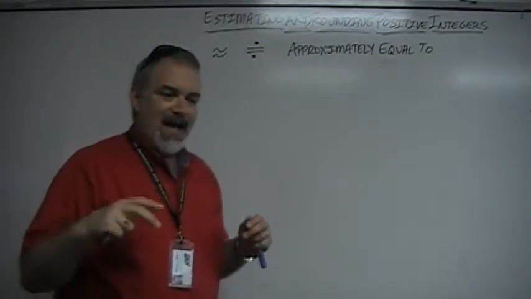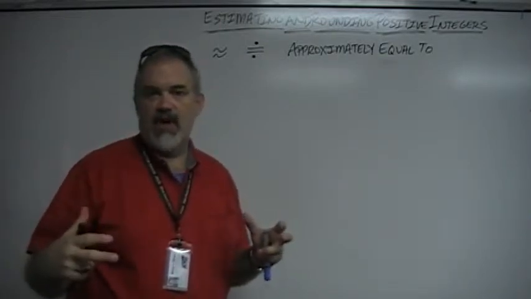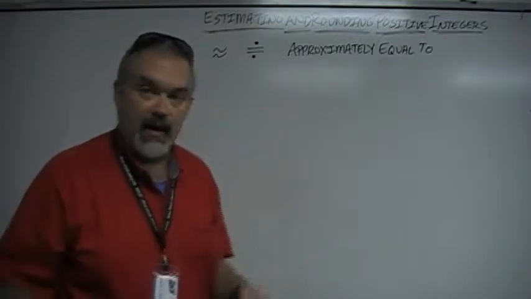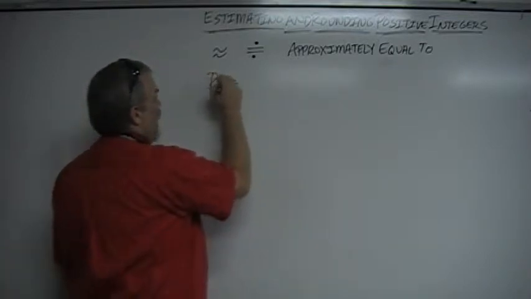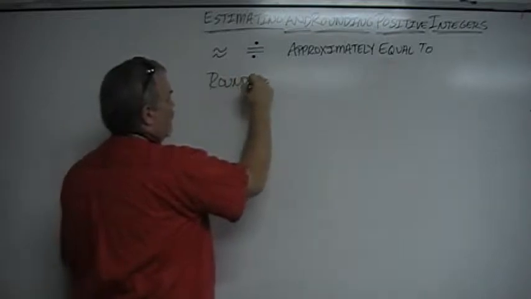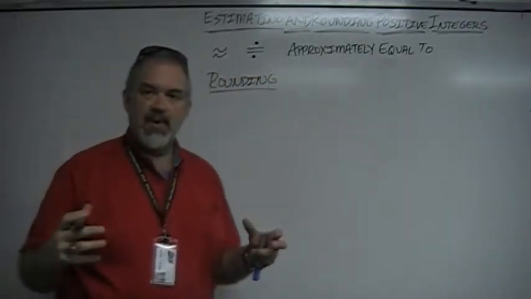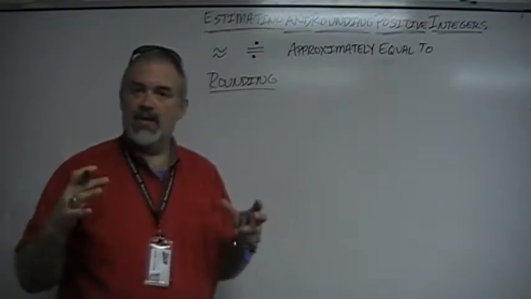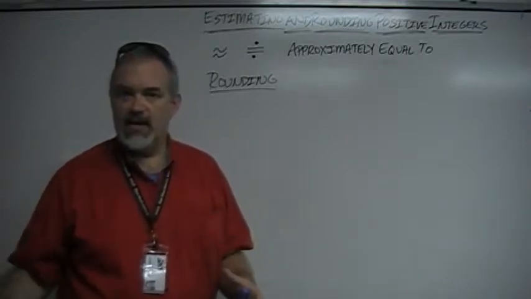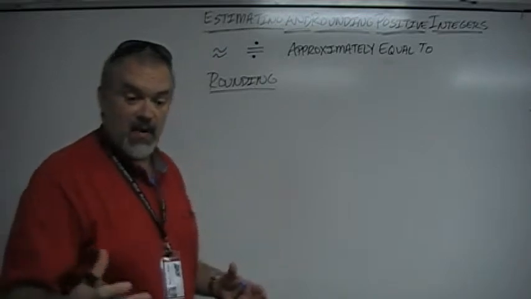Now we can estimate answers to problems often by doing what's called rounding. That's the term we need to know today, rounding. We can round numbers to the nearest 10, or the nearest 100, or the nearest 1,000. So let me give you a couple of examples of what I'm talking about.